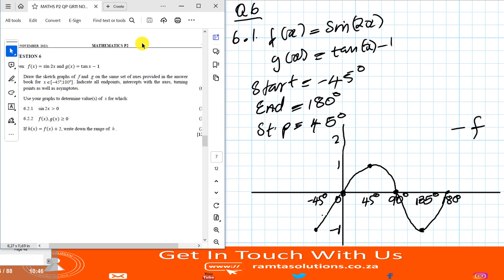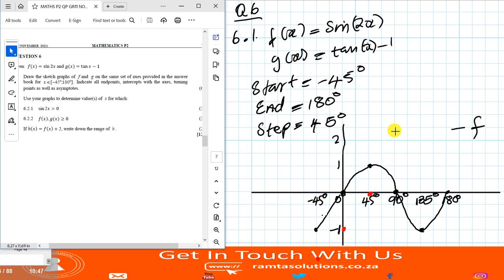Now, I'm going to change the colors for g. Let me use the red. What I know is that at 90, you will get an error. So at minus 45, you have something like negative 2, let's say it's somewhere here. And then at 0, you have 1, and then at 45 you have 0.